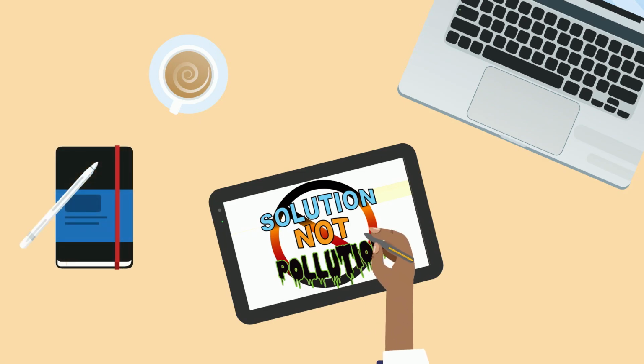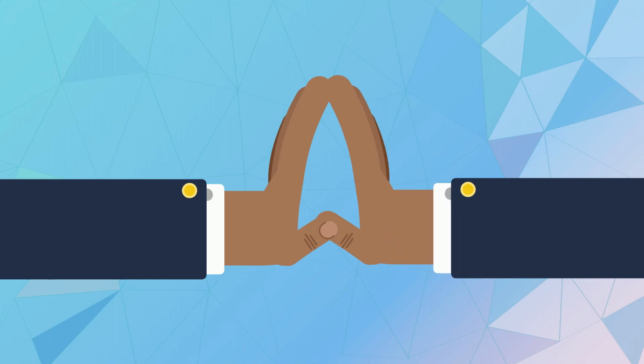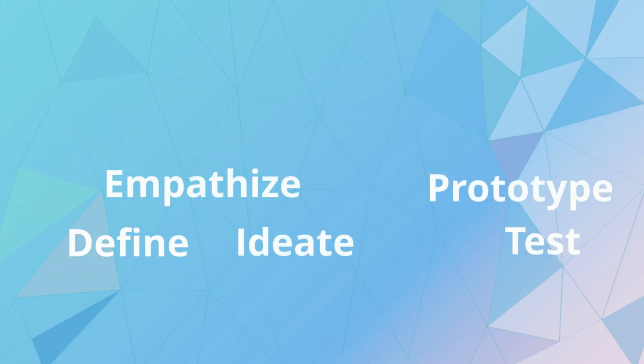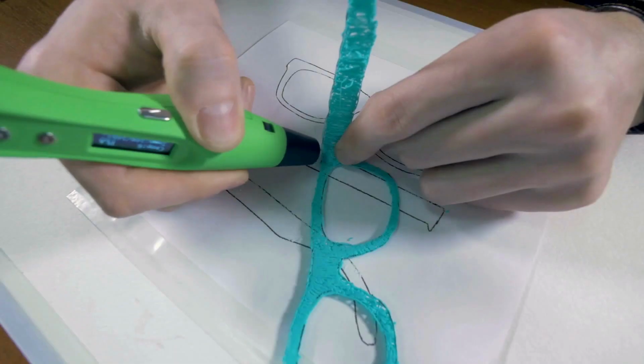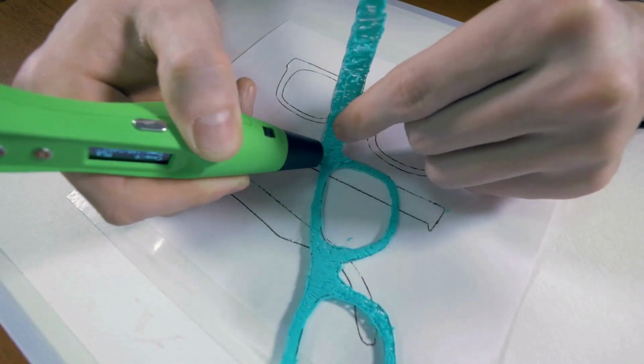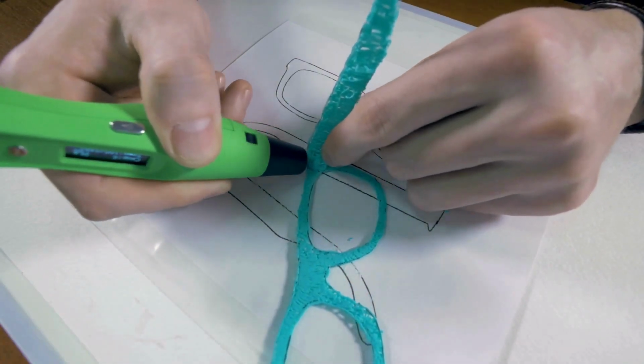Hello, welcome to the second Solution Not Pollution video about design thinking. In the previous video, we introduced you to the first 3 steps of design thinking methodology: empathize, define, and ideate. In this video, we'll focus on the last 2 phases, prototype and test.